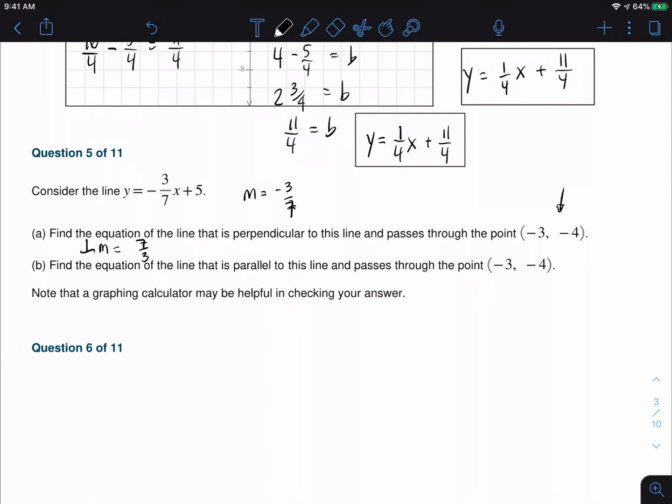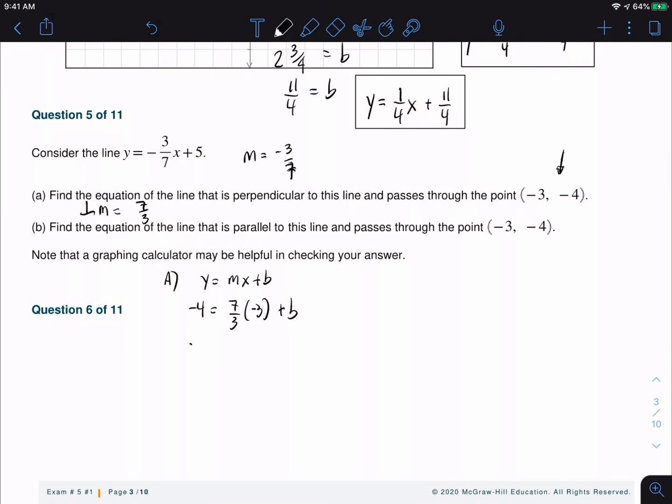But now I've got to use these points. So for part A, I'll write it right here so you can see it: y is equal to mx plus b, and my y is a negative 4. My slope for the perpendicular is going to be 7 over 3. My x is a negative 3, and now I just have to find my b. So it's the same method as the previous problem. It's just understanding that perpendicular means the opposite reciprocal, right? So then the 3's are going to cancel. So I'm going to get negative 4 is equal to a negative 7 plus b. Adding 7 to the other side, I'm going to get 3 is my b. And so for part A, the equation should be y is equal to 7 over 3 x plus 3.